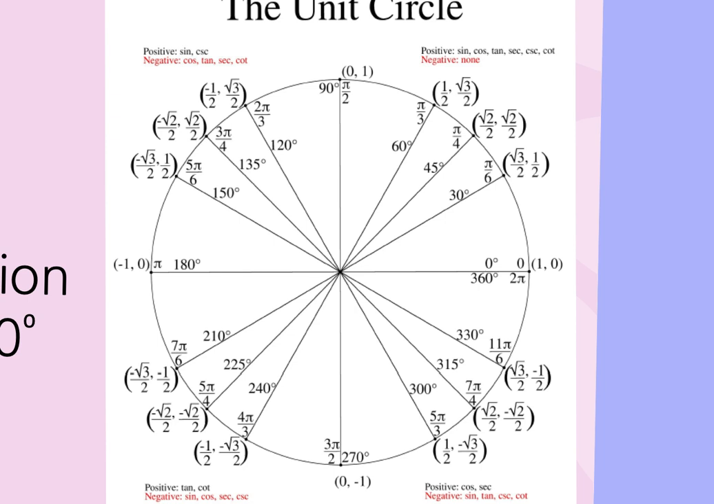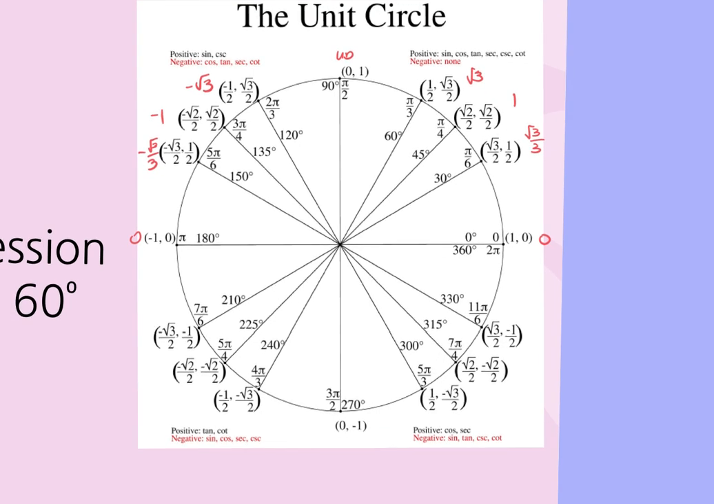So I would add on my tangents: 0, root 3 over 3, 1, root 3, undefined. We can go all the way around: 0, negative root 3 over 3, negative 1, negative root 3, positive root 3 over 3, 1, root 3, negative root 3 over 3, negative 1, negative root 3. All students take calculus.